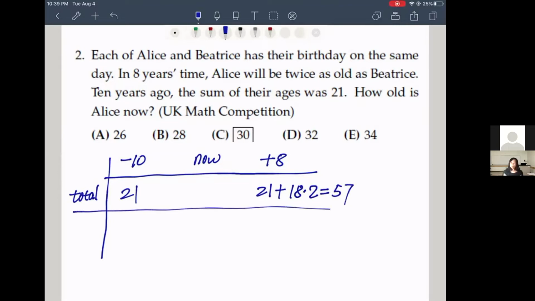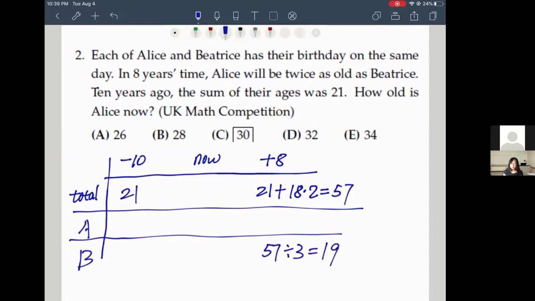What else do we know? We know that there are 2 persons, A and B, and we know that in 8 years, A will be twice as old as B, which means that B is going to be 57 divided by 3, which is 19, and A is 19 times 2, which is 38. The question is, how old is A now? So now means that we need to subtract 8. 38 minus 8 is 30. So this is the answer.